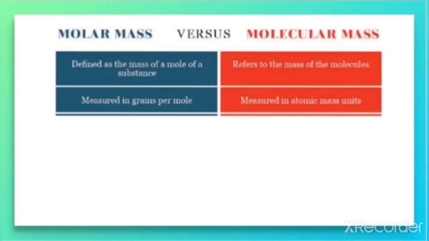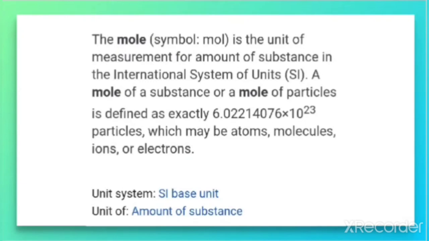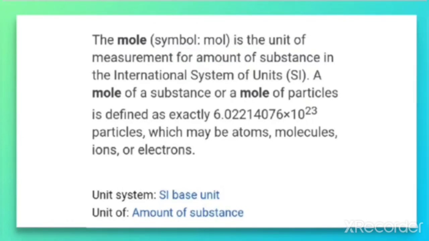So let us conclude this concept of mole. What is the symbol for mole? That is mol, and it is the unit for the measurement of amount of substance in the International System of Units. So in SI units, the amount of substance is represented in terms of mole. The symbol for mole is mol. So it is clear that a mole of any particle is equal to 6.022 into 10 raised to power 23 particles. Here the particles can be atoms, molecules, ions, electrons or any other. So this is all about the important concept of the mole.